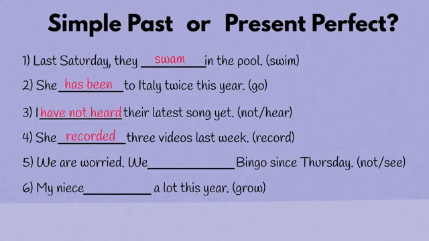Number 5 shows a duration of time from the past, Thursday, to the present. It should be written in present perfect. We are worried. We have not seen Bingo since Thursday. Number 6 shows change over time. We need to use present perfect. My niece has grown a lot this year.